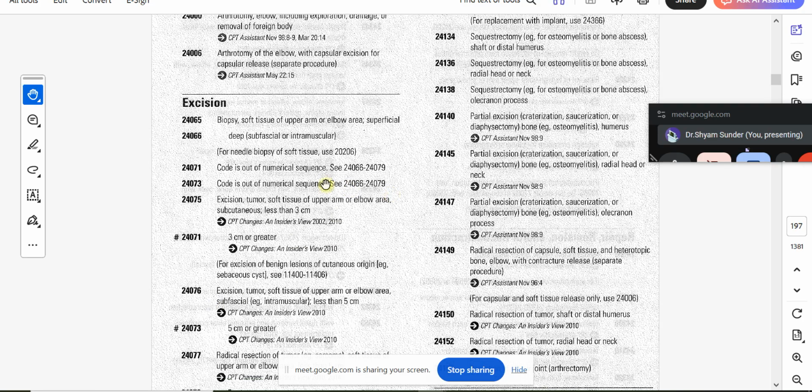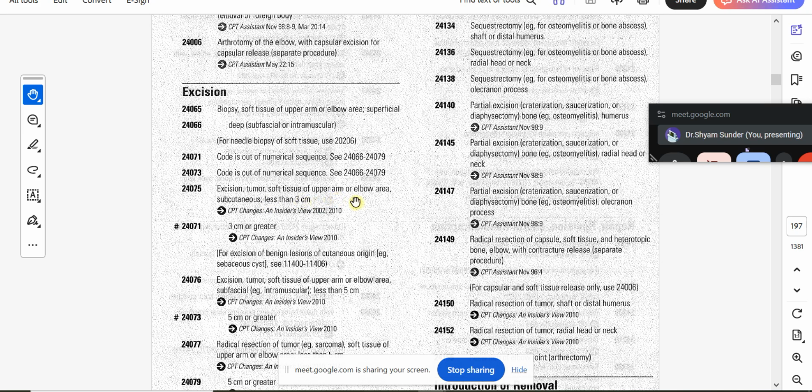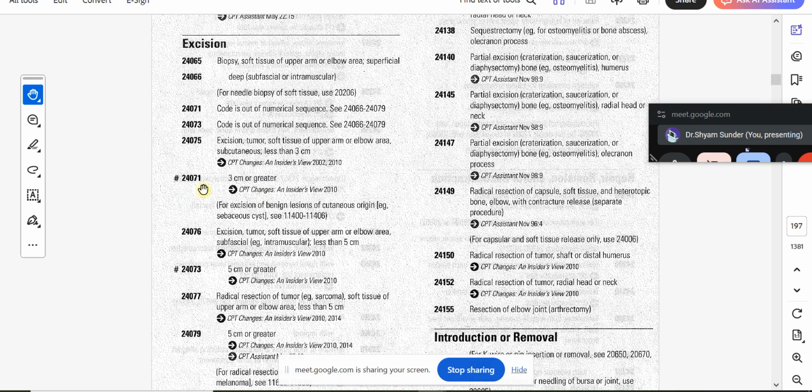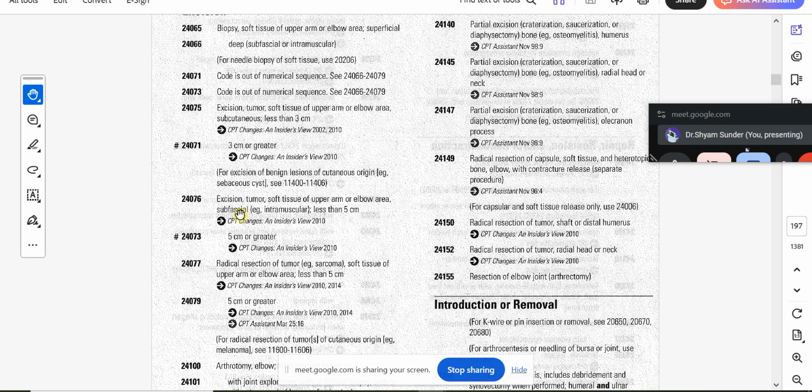Now, always in this particular heading, you have the biopsy codes first, followed by excision. 24075, excision tumor, soft tissue of upper arm or elbow area, subcutaneous, less than 3 centimeters; subcutaneous 3 centimeters or more, 24071; and 24076, excision tumor, soft tissue, subfascial, that means intramuscular, less than 5 centimeters; 5 centimeters or more. So you have one, two, three, four codes. These are the suggestions. So what do you think? Which code do you want to pick?